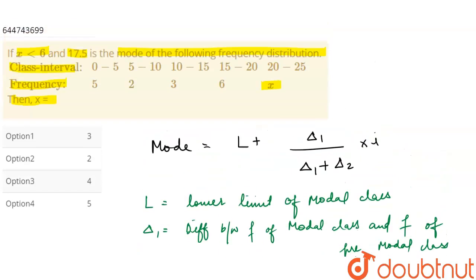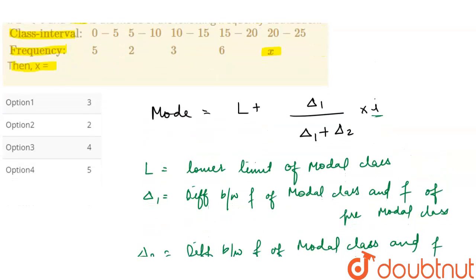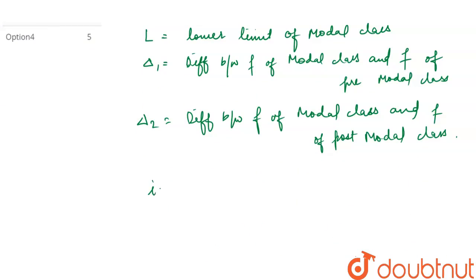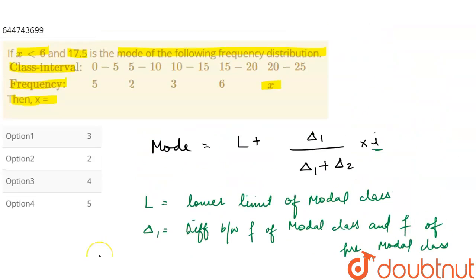So here, we also have I, which represents the size of the class. The size of the class we can clearly see from the given class intervals. If we see this, we have 0 to 5. So if we subtract 5 minus 0, we get 5. So the width of the class is 5.